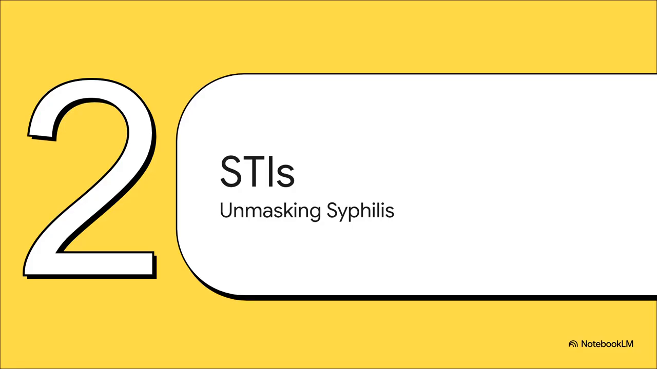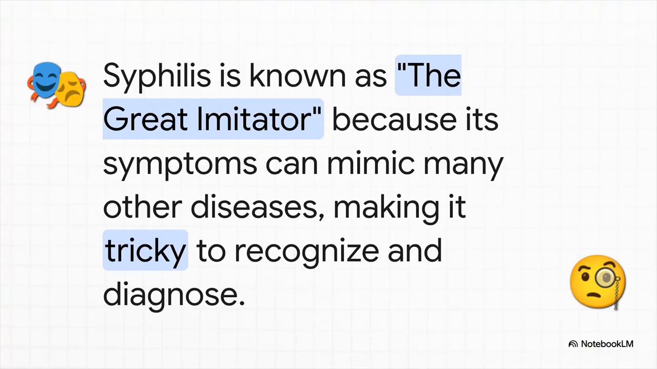We're going to stay in the world of infections, but now we're going to unmask syphilis. This is an ancient disease, but it is making a major comeback. And let me tell you, it is an absolute favorite for test writers. The number one thing you absolutely have to know about syphilis is its nickname, the Great Imitator. Why? Because its symptoms can look like so many other diseases, which makes it incredibly tricky to diagnose. And that means as a nurse, you have to have a really high index of suspicion.